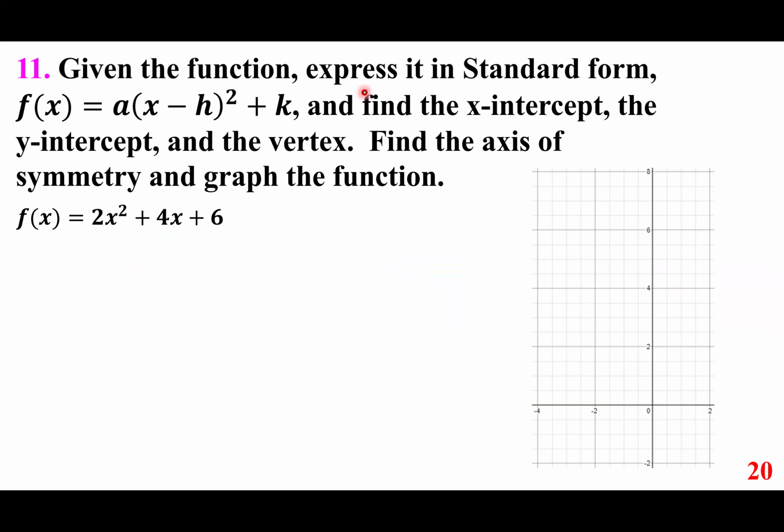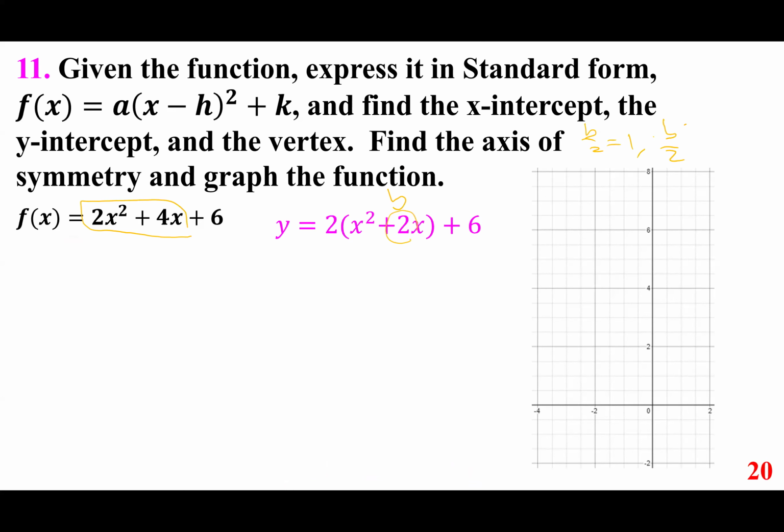Given the function, express it in standard form. Now, this is the standard form in some texts. I like to call it the vertex format. So you want to pay attention to the way the question is asking you. And find the x-intercept, the y-intercept, the vertex, the axis of symmetry, and graph the function. So number one, we're going to put these two together, everybody, which means we can factor the 2 out. And then this is b, and if you divide it by 2, you get 1.